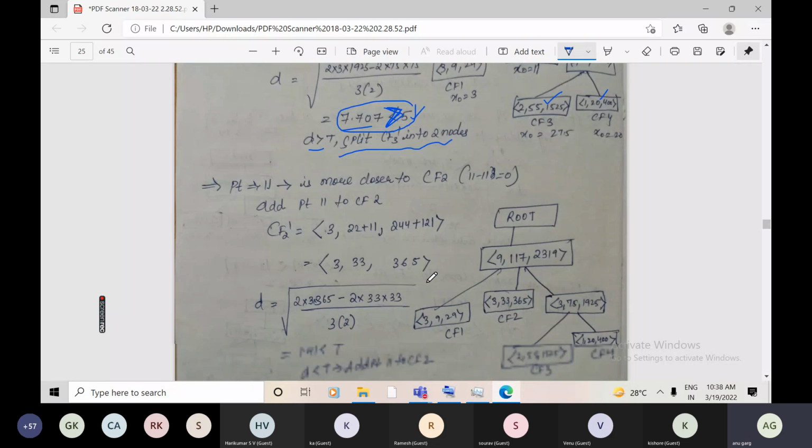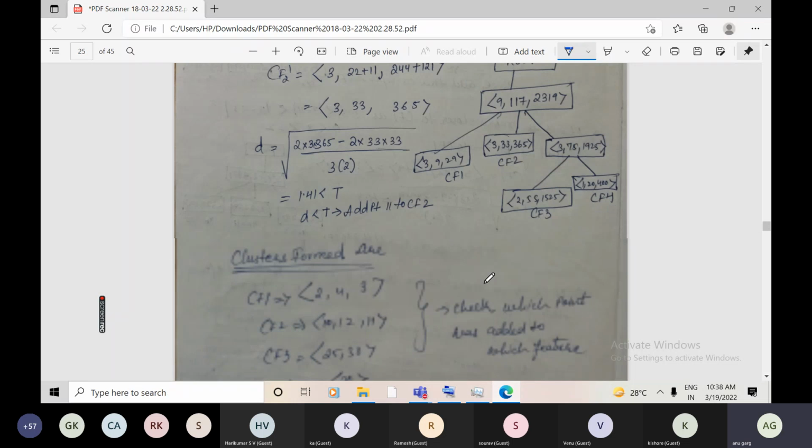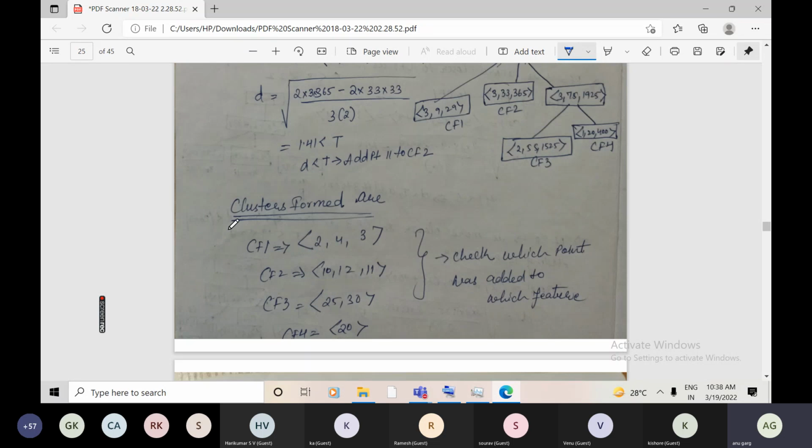Okay. And again for point 11 also we will do the same process. So finally the clusters, how are you supposed to write? You should see which all points you added to CF1, which all points you added to CF2, which all points you added to CF3 and CF4. So you need to segregate those and those will be your clusters formed.